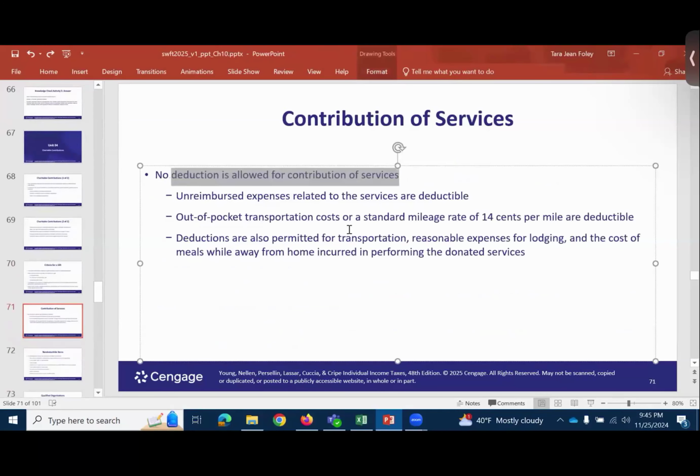No deductions allowed for services. So let's say I'm a CPA and I decide that I'm going to drive to New York City and offer my services and do the tax returns for a not-for-profit. Well, my services are worth $200 an hour. I can't deduct the services, but I can deduct my travel back and forth if I drive. Unreimbursed expenses: maybe I stayed over and had to buy meals while I was away. All of those expenses I incurred to do the work, I can deduct, but the actual cost of my service, I cannot deduct.